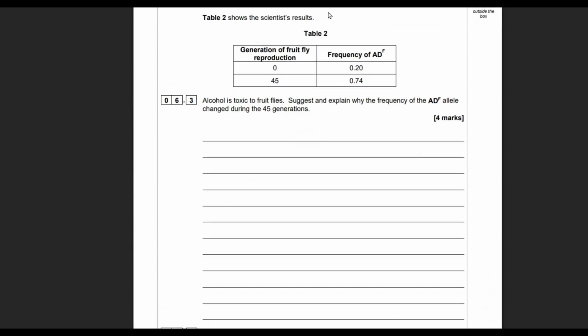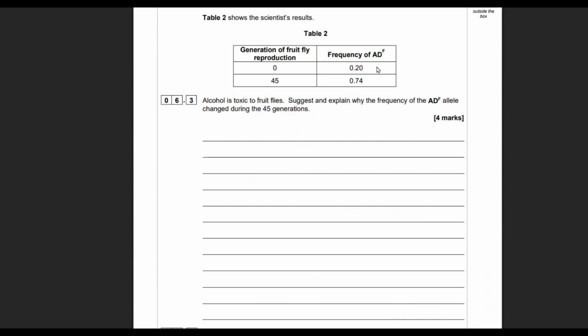Okay, table 2 shows the scientists' results. So in generation 0, the frequency of the ADF allele was 0.2. By the time they got to generation 45, so 45 generations of little fruit fly children later, the frequency of the ADF allele is 0.74. Alcohol is toxic to fruit flies. We've got a selection pressure here. Suggest and explain why the frequency of the ADF allele changed during the 45 generations.